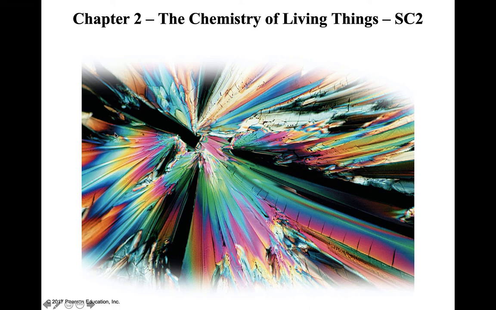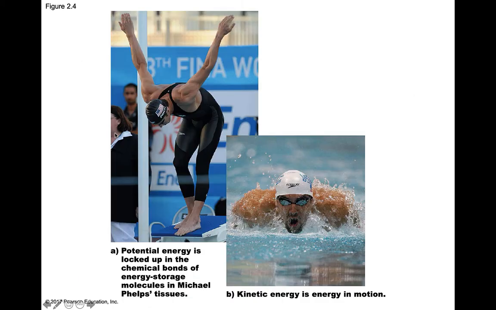Chapter 2, The Chemistry of Living Things, Screencast 2. This is the second screencast available for Chapter 2, and this is the part that actually deals with some pretty straightforward, really important chemistry. The first concept being addressed here is the different types of energy that exist.